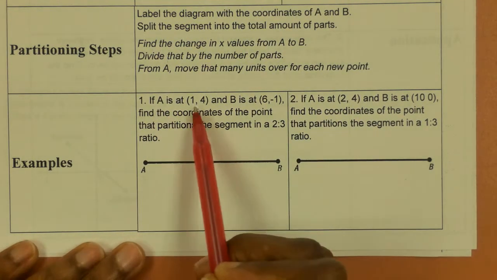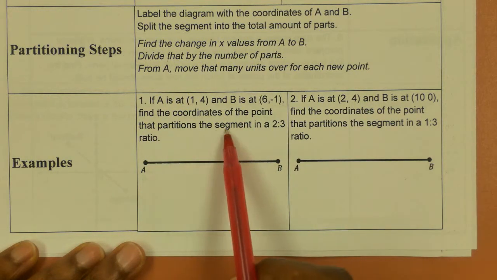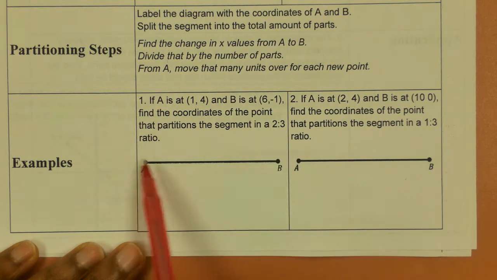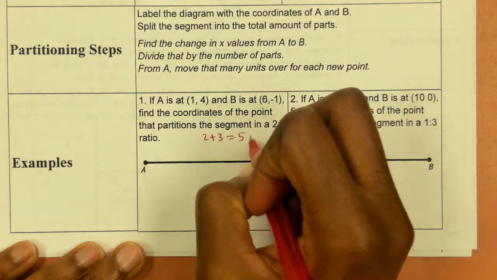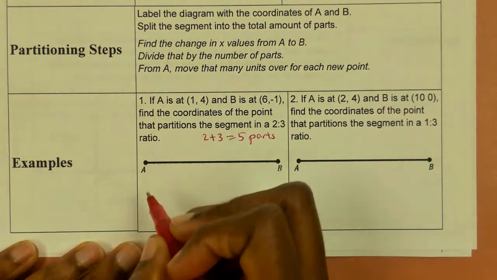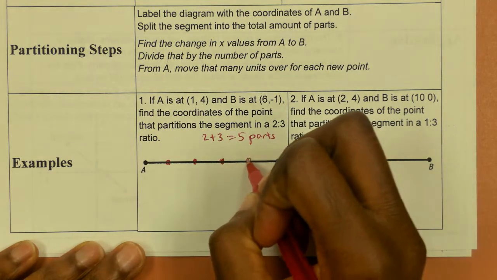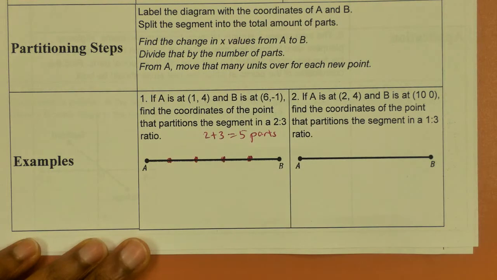So A is at (1, 4) and B is at (6, -1). We want to find the coordinates that partition the segment. So we want this segment cut into 2 parts to 3 parts. So we want it into a total of 5 parts for our ratio. So we're going to divide this into 5 equal parts. We call them congruent. That's our word for equal. We learned about that in another packet.